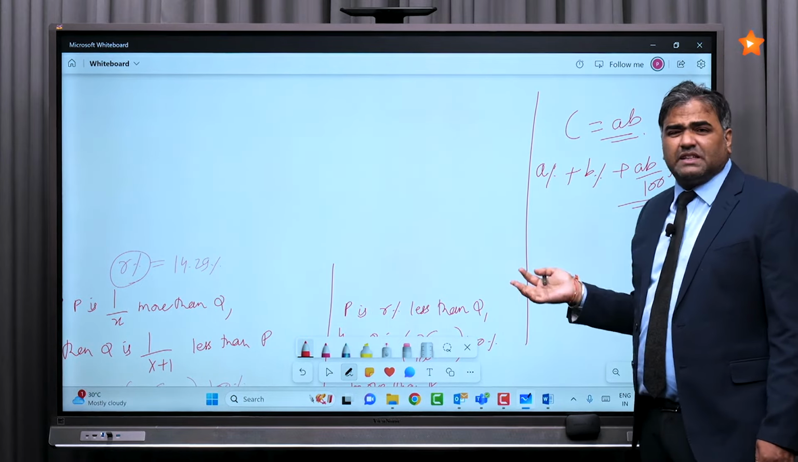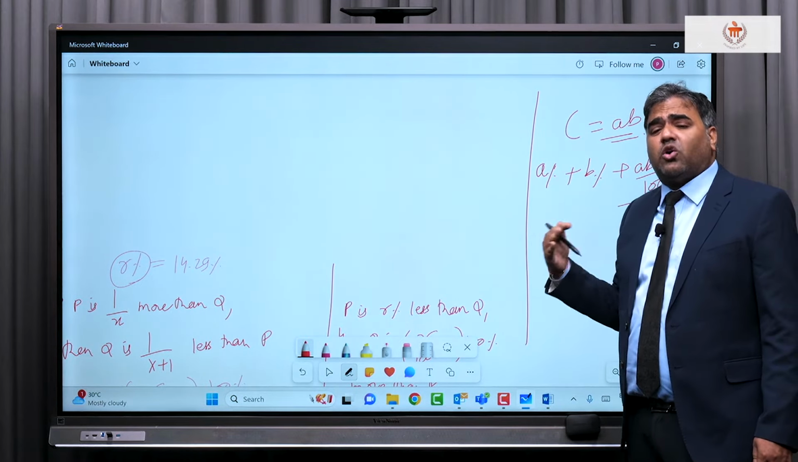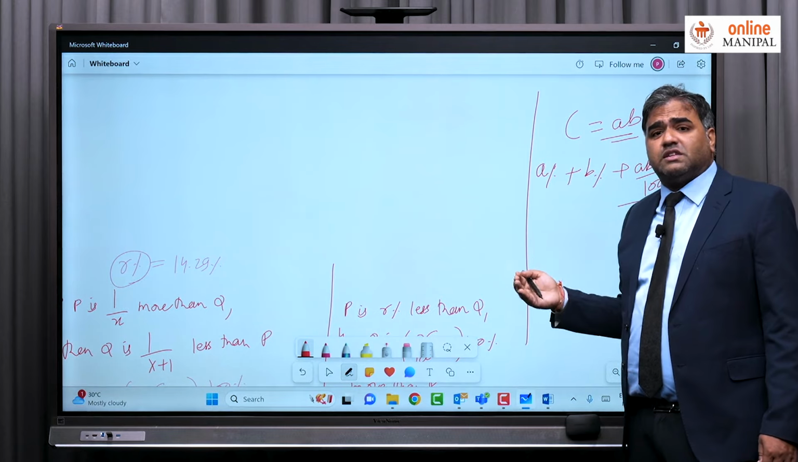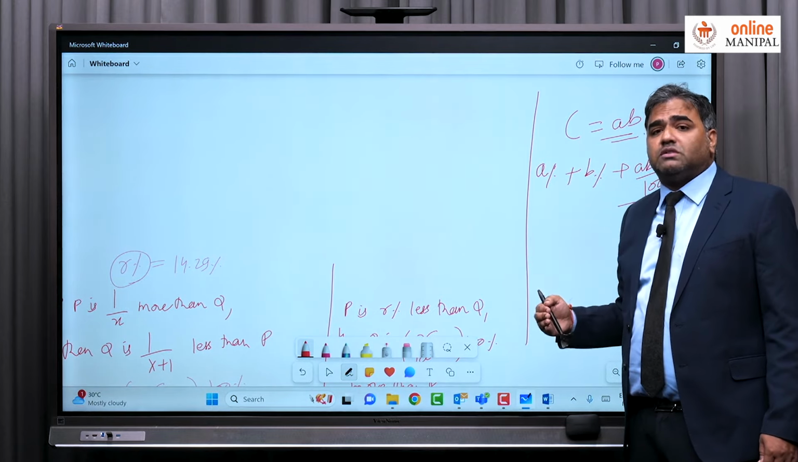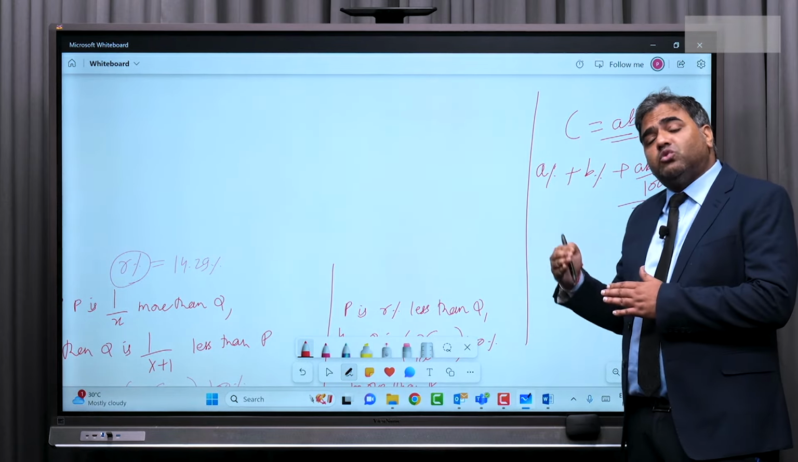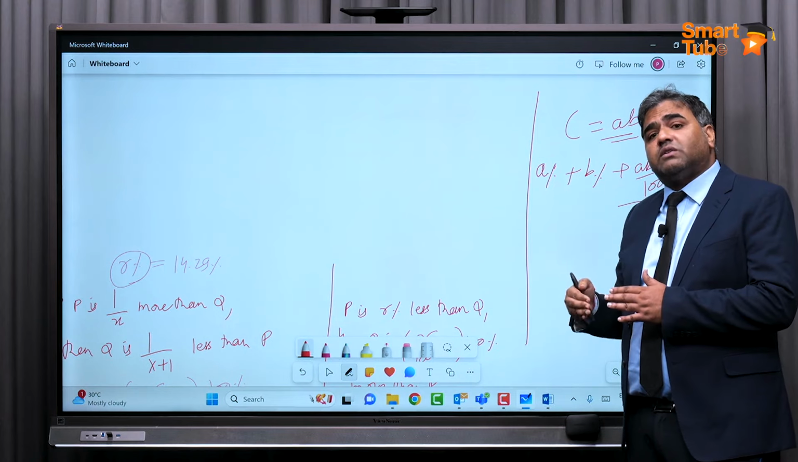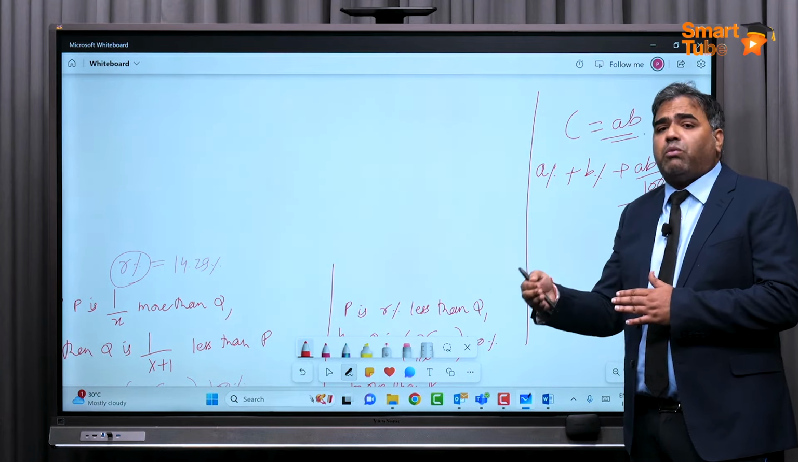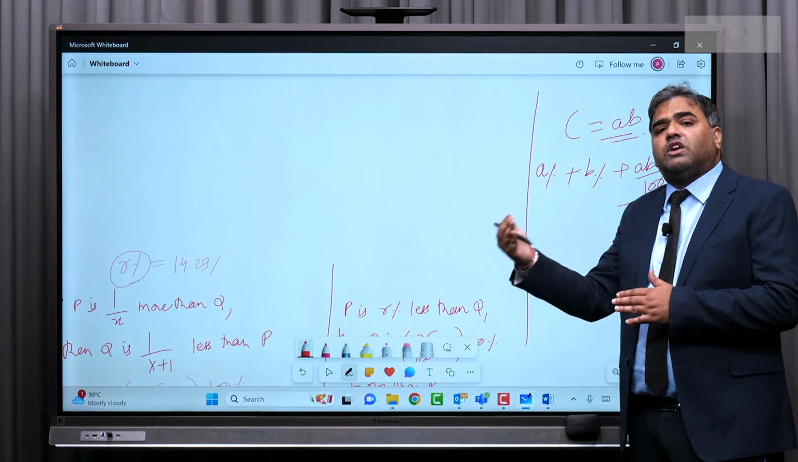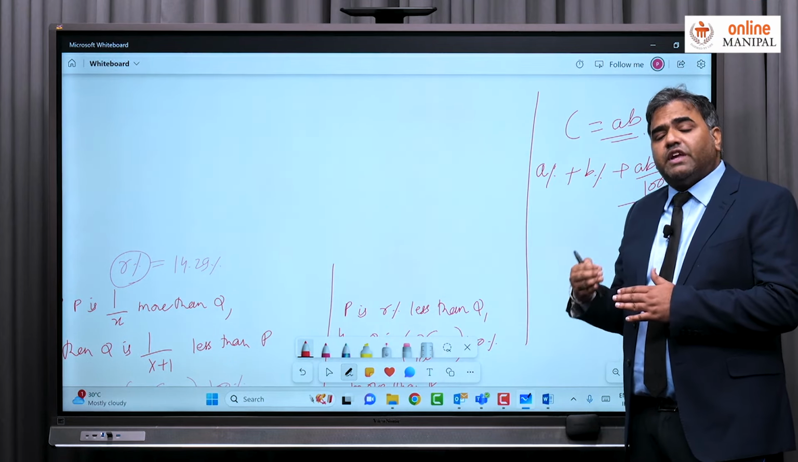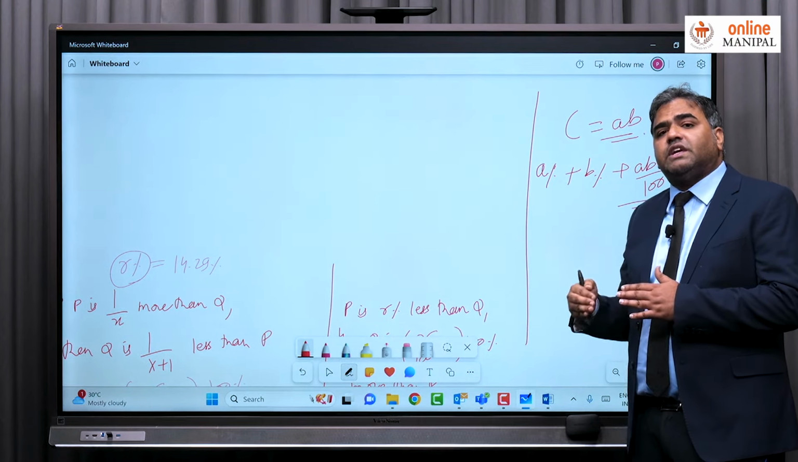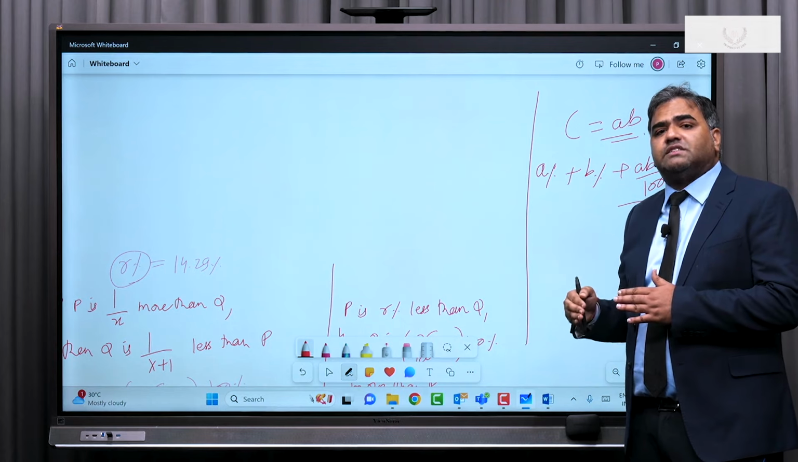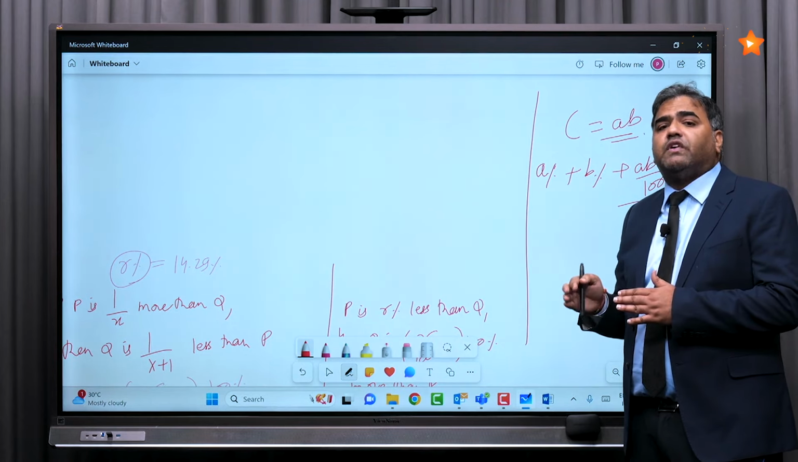So these are basic things we have already discussed a lot in the last sessions. I hope you still remember these concepts, because the same concept you use in time and work. The same concept will apply in time, speed and distance, in compound interest, and in profit and loss. So it's very important that your logic and basics of percentages, ratios and proportions should be very clear.